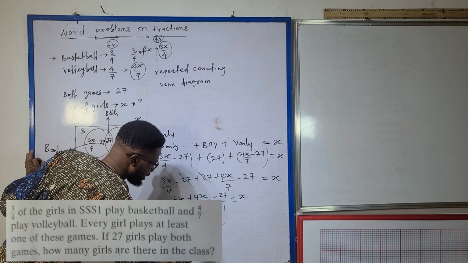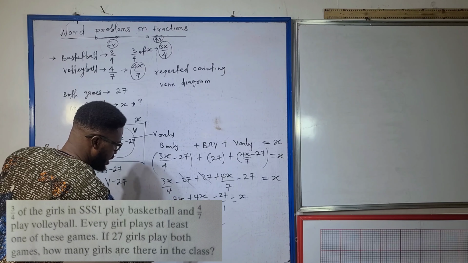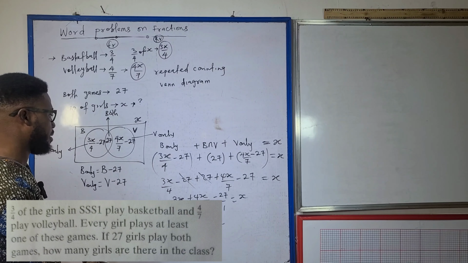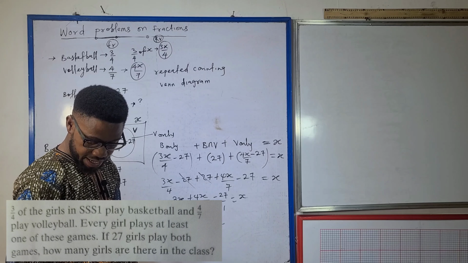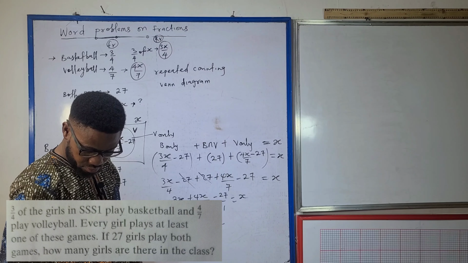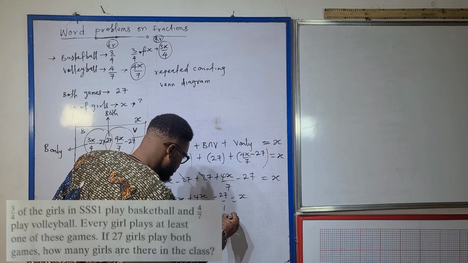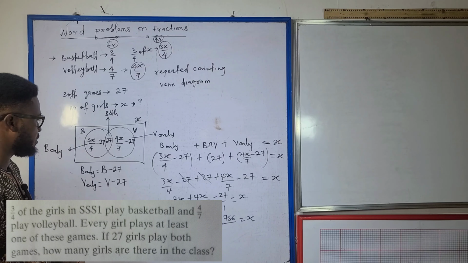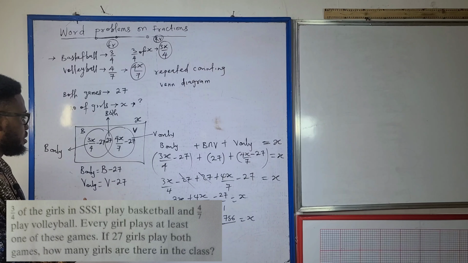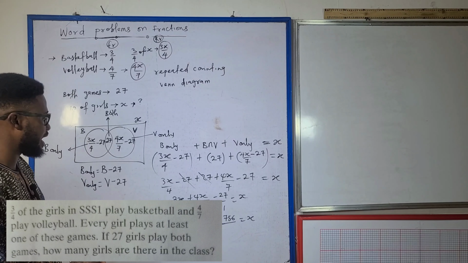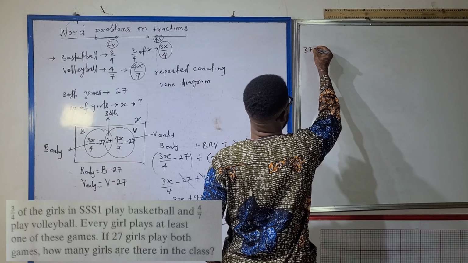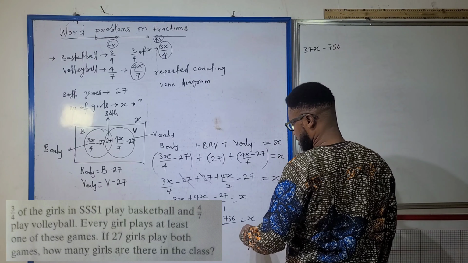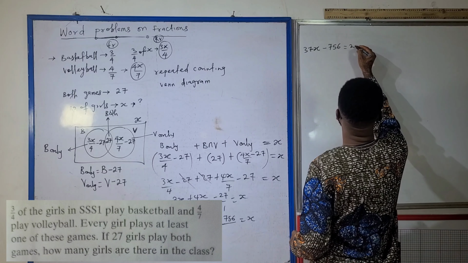Okay, LCM here is going to be 28. 4 in 28, 7 times 3X, 21X. 7 in 28, 4. 4 times 4X, 16X. 1 in 28, 28. 28 times 27, that is 756. All equals to X. So dealing with this, 21X plus 16X is going to give us 37X, minus 756, all equals to, this 28 is going to come here, 28X.